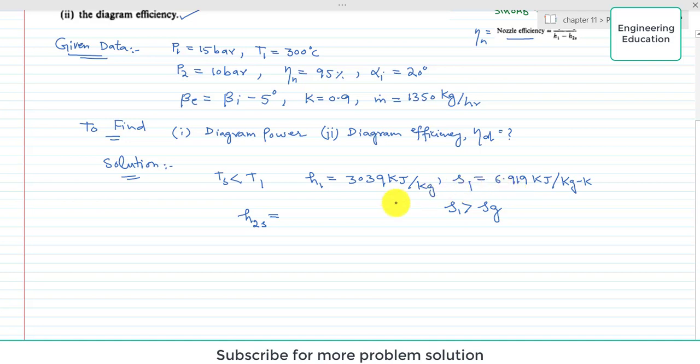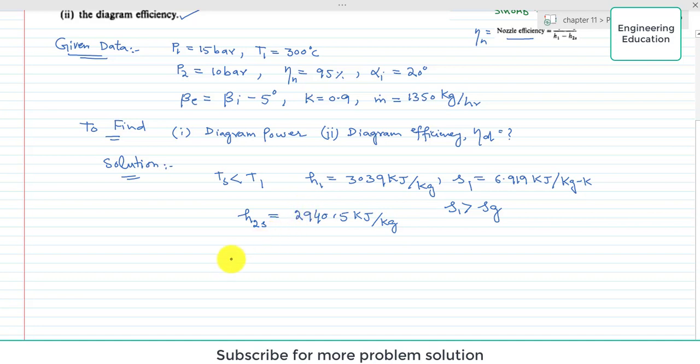So again referring to the superheated tables, from there we calculate the value of H2S, and the value of H2S from the table is 2940.5 kilojoule per kilogram.